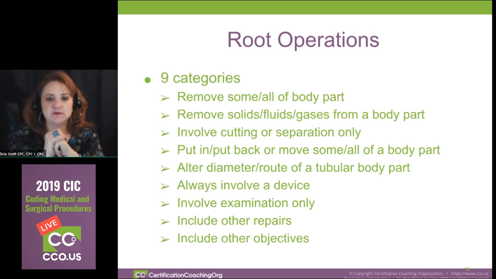Okay, let's see, something that always involves a device. So if we're going to put in a pacemaker, well, that's always going to involve a device, right? So all of the root operations that could fall under that.